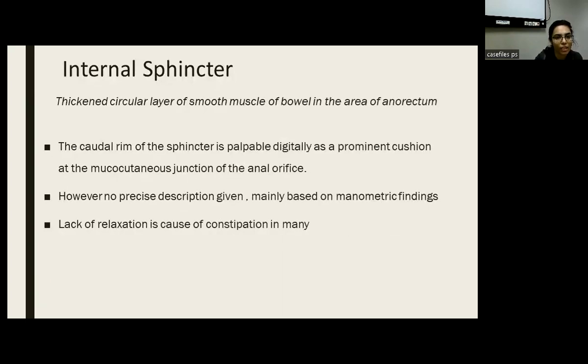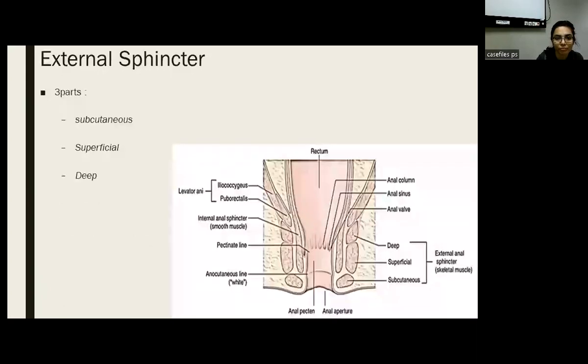It consists of first the internal sphincter, which is formed by the thickened circular layer of the smooth muscles of the bowel in the area of the anorectum. The caudal rim of the sphincter is palpable digitally as a prominent cushion at the mucocutaneous junction of the anal orifice. However, no precise description is given, and this is mainly based on manometric findings. And the lack of relaxation of the sphincter causes constipation in patients.